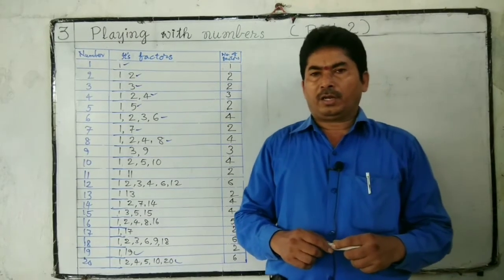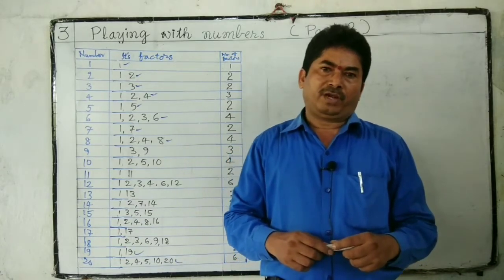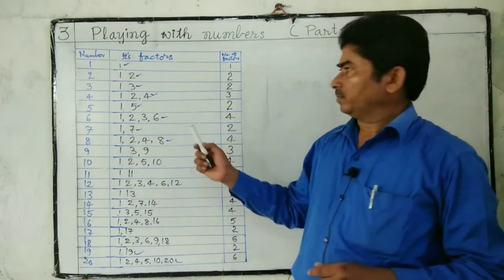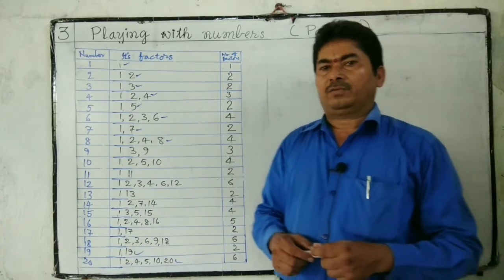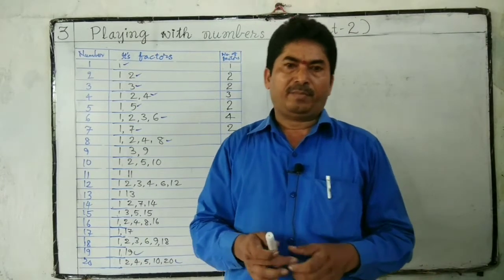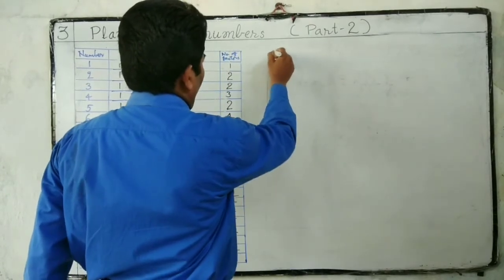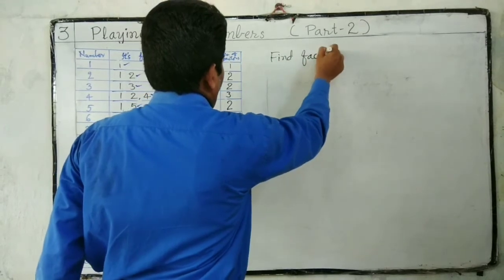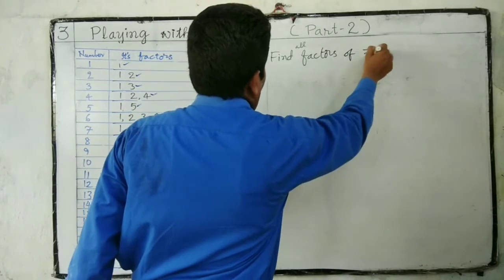Without doing any process, we can identify and write factors for smaller numbers like this. But how can we write for larger numbers? Here we have a method. Find all factors of 72.